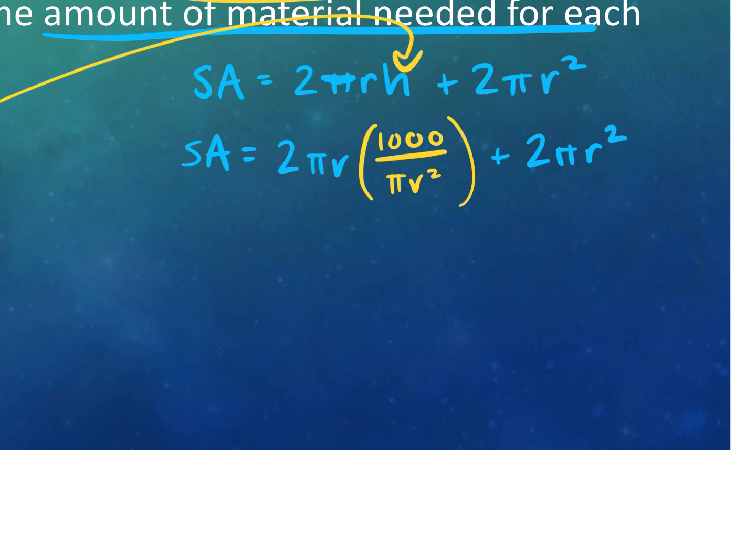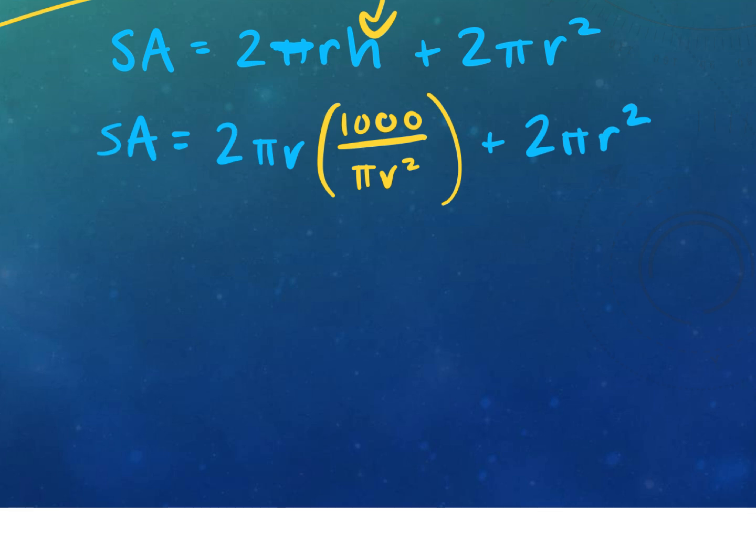Let's simplify this before we have to take the derivative. So when I'm multiplying here, I could cancel out the pi's because I have a pi on top and a pi on the bottom. And then I also have an r on top, and I can take out one r on the bottom. So here I'm left with 2,000 on top over r plus 2 pi r squared.